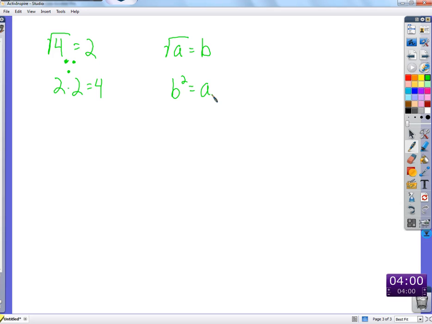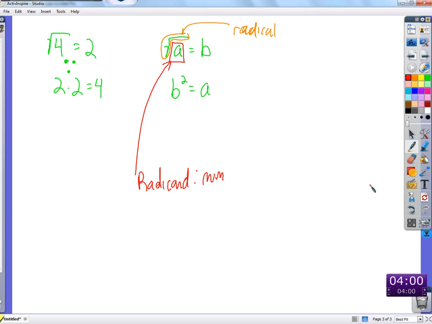So let's learn a little bit of vocab. This guy right here is called the radicand. It's called the radicand because this symbol is called the radical. The radical is just the symbol here, and the thing inside of the radical is called the radicand. Let's put some words to it. Number, term inside the radical.